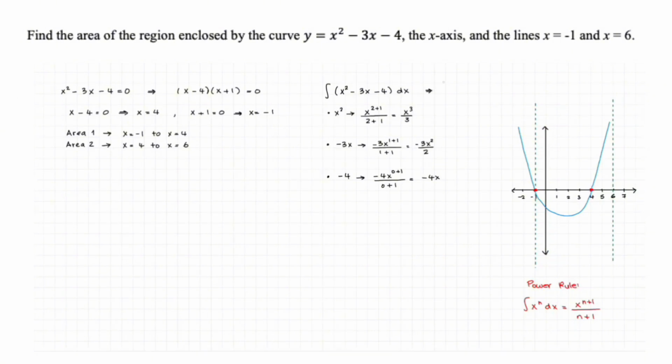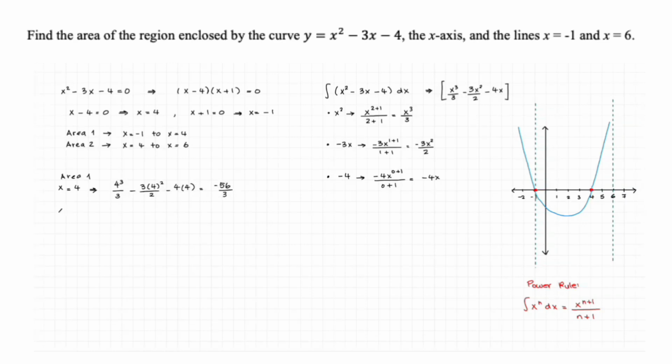Now, put all terms together. The indefinite integral of x squared minus 3x minus 4 dx equals x cubed over 3 minus 3x squared over 2 minus 4x. Let's handle the first section, from -1 to 4. We substitute in our upper limit, 4, and subtract the lower limit, -1. So, when x equals 4, we get 4 cubed over 3 minus 3 times 4 squared over 2 minus 4 times 4. This equals -56 over 3.